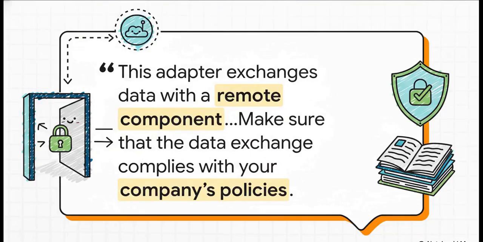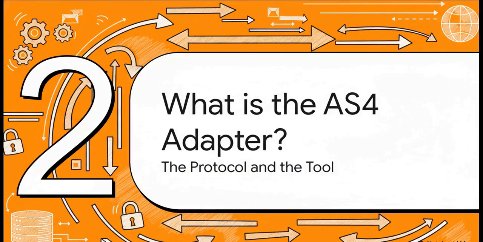You know, SAP's own documentation really hits the nail on the head here. When you connect with an external partner, you're basically opening a door in your digital wall. And you have to be absolutely 100% sure that door is locked tight and that every single message passing through it follows your company's policies to the letter. So how do we build that secure door? Well, the answer actually starts with a really powerful industry standard.